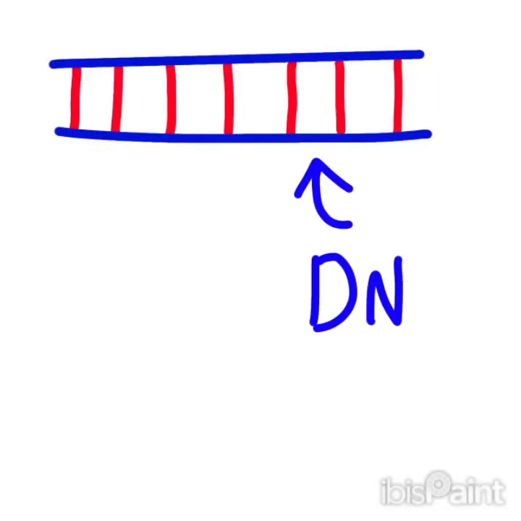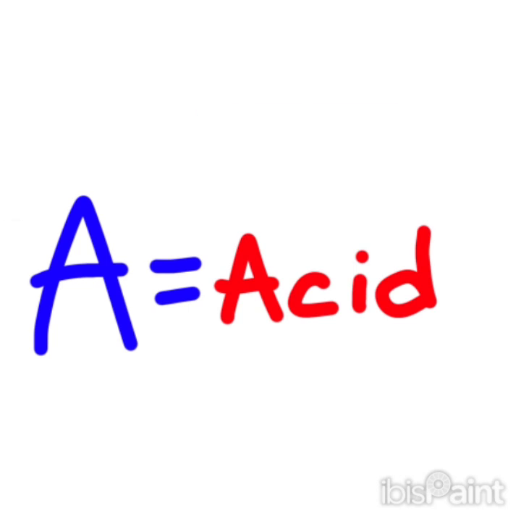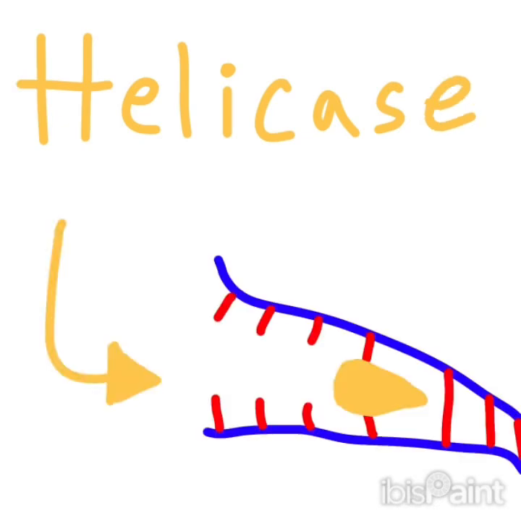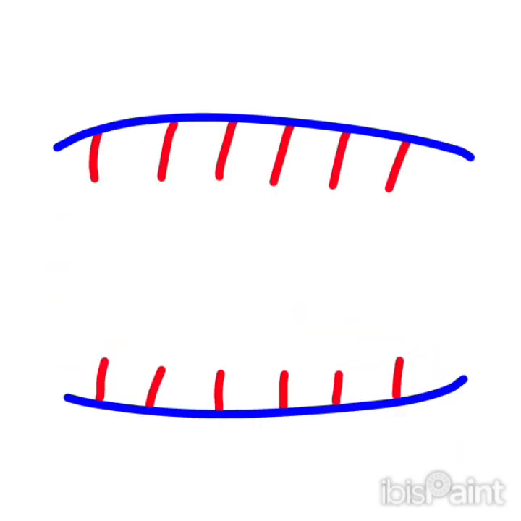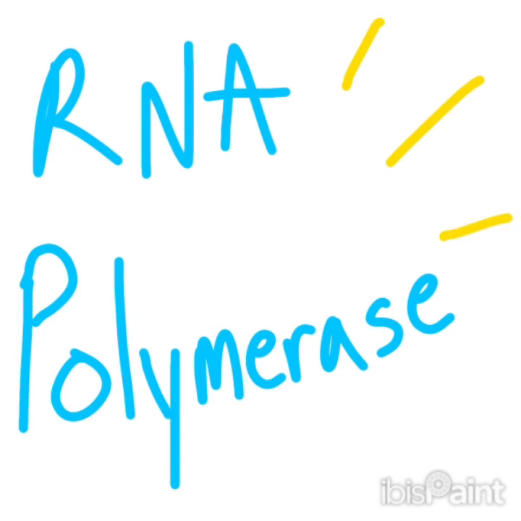This is DNA. DNA stands for deoxyribonucleic acid. Transcription starts with an enzyme called helicase. Helicase breaks apart the two strands of DNA, leaving them open for RNA to enter. In order for RNA to enter, it needs help from another enzyme called RNA polymerase. RNA polymerase is what helps RNA travel through the DNA.